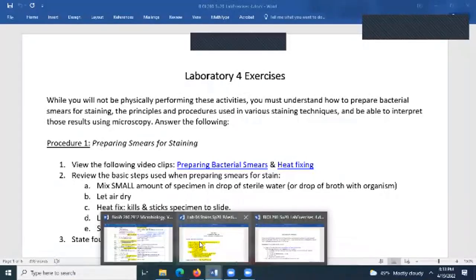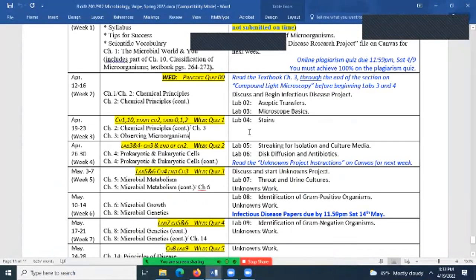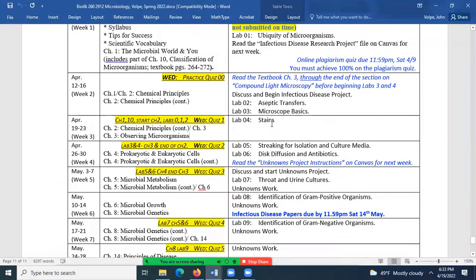Come back to the syllabus. So today we're covering lab 4. This will be on stains. You'll note we do not have a lab next Thursday. I will be here to answer questions though. So let's go to lab 4.